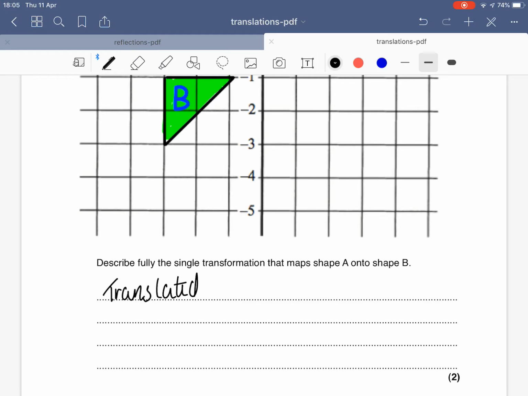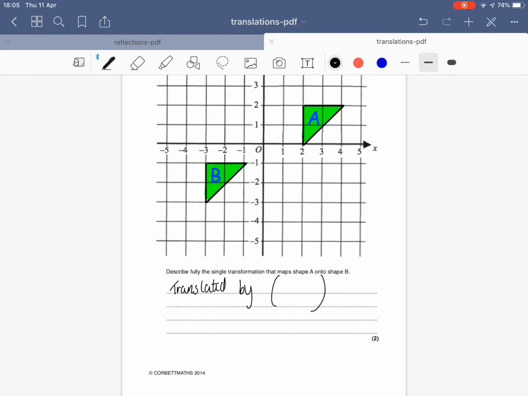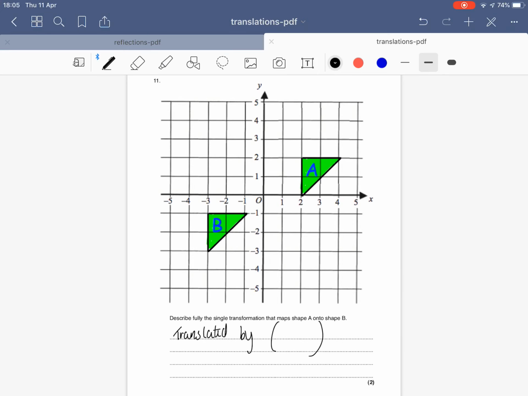So there's your mark. By, and now we need our vector. So we need a top number to bottom number, and this is going A to B, so we want A to B. So pick your point. It doesn't matter which point it is. If we want to go for the top corner or this one, it doesn't make any difference. So I'm going to go from this corner to this corner, the same point on both shapes. So I'm not going to choose this one and this one. I want to do the same points. So from A to B.